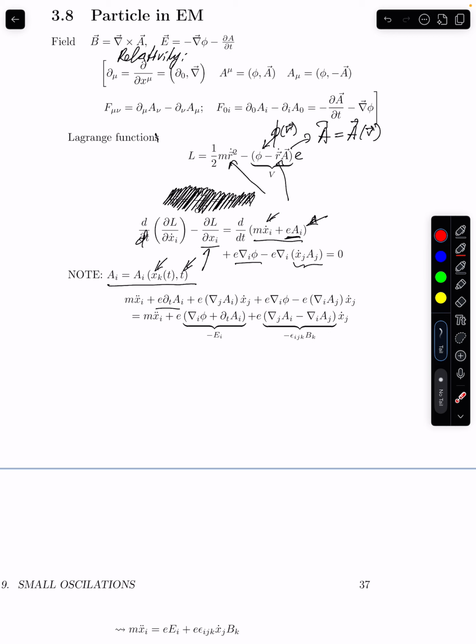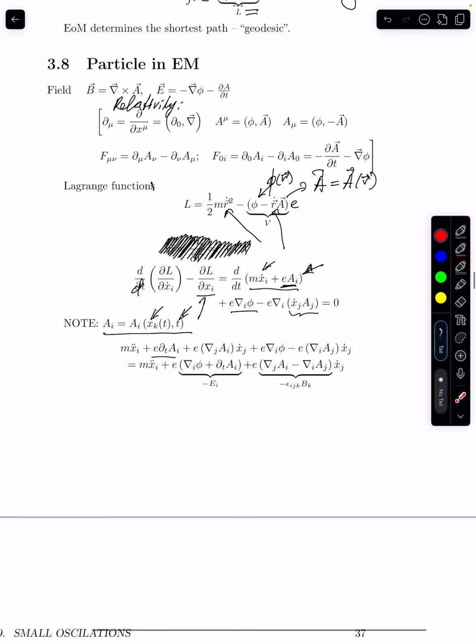When we combine things together, we will have this term together with this term. So this gives us this combination, and then we will combine the terms in front of the velocity. So this term and this term will combine together, and this is what we get. And from the definition of the electric field and the definition of the magnetic field, we see that the first term is nothing else but minus the i-th component of the electric field, and this combination is nothing else but epsilon_ijk times B_k.